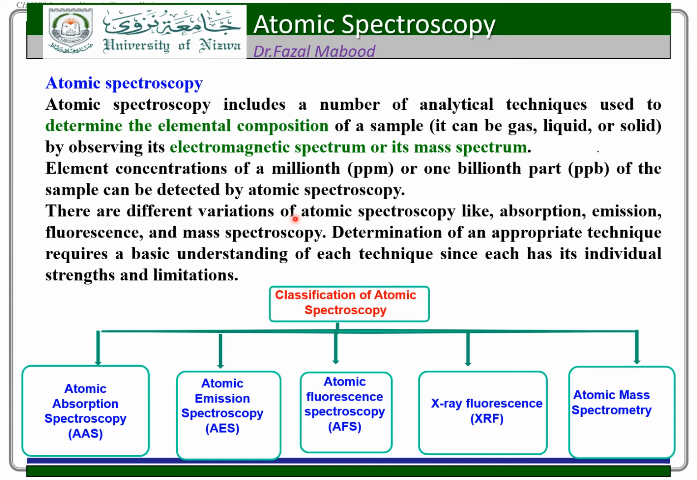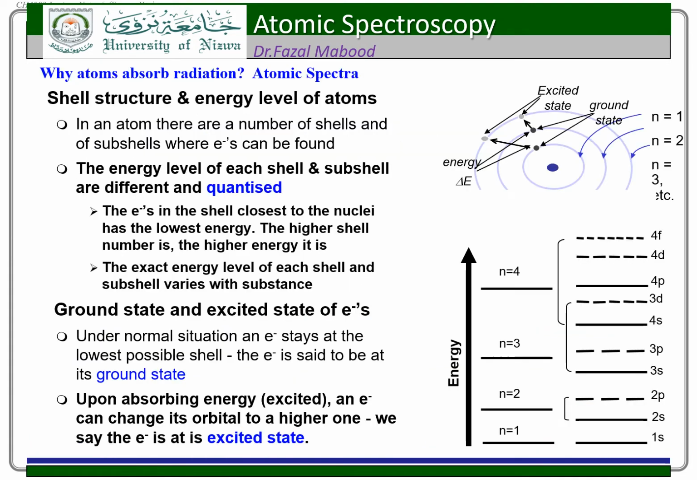There are different types of atomic spectroscopy like atomic absorption spectroscopy, atomic emission spectroscopy, atomic fluorescence spectroscopy, X-ray fluorescence spectroscopy, atomic mass spectrometry. Why do atoms absorb radiation, or in other words, interpretation of atomic spectra.